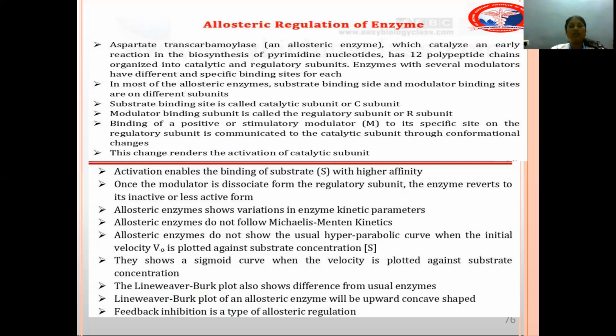So in most of the allosteric enzymes, we can say heterotropic allosteric enzymes, the substrate binding site and modulator binding sites are on different subunits. The substrate binding site is called the catalytic subunit or C subunit. The modulator binding site subunit is called the regulatory subunit or R subunit. The binding of a positive or stimulatory modulator to a specific site on the regulatory subunit will be communicated to the catalytic subunit by way of conformational change in the enzyme structure. So this will help in activation of the catalytic subunit.